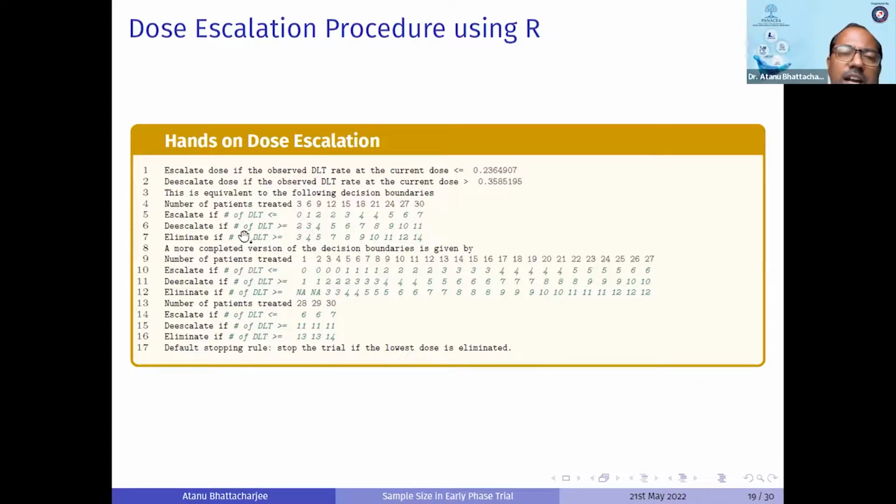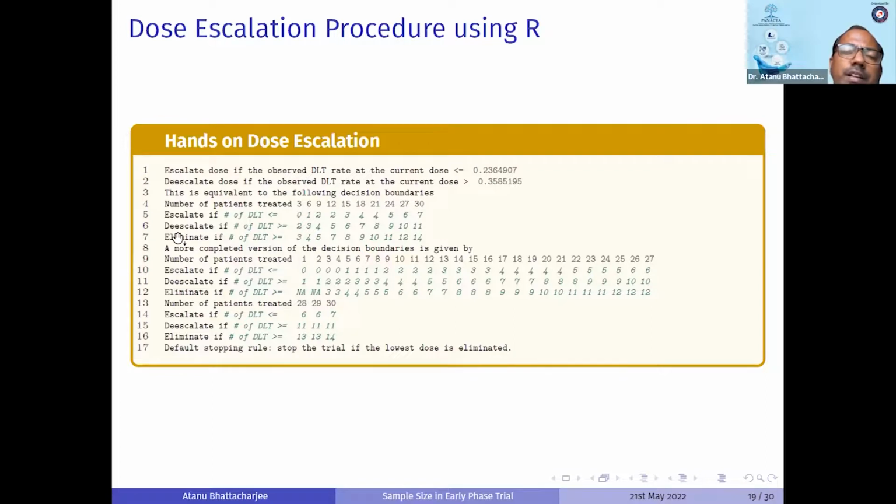And it says escalate, where for each cohort you are going to get 0, 1, 2, 3, like this number of patients. So if out of 3, 0 are having toxicity or DLT, then you can go for escalating. Like 6 out of 6, only one is having toxicity, then you can escalate. Similarly, out of 30, it's a cumulative number, if 7 are having toxicity, then you can go for the next level.